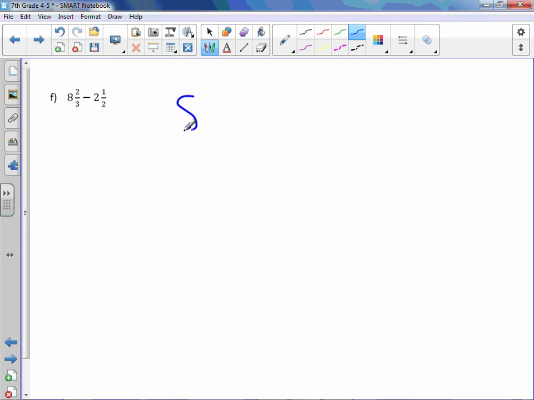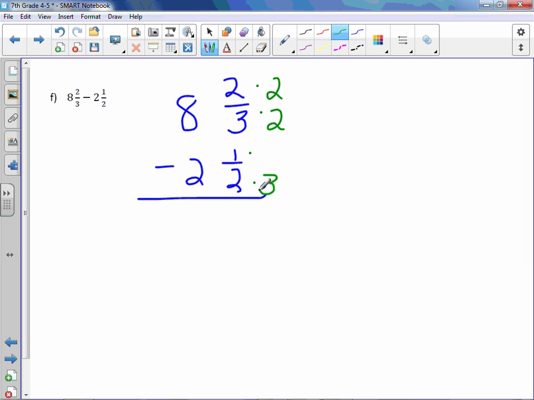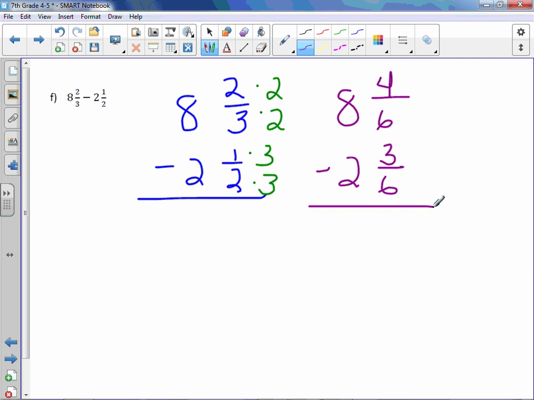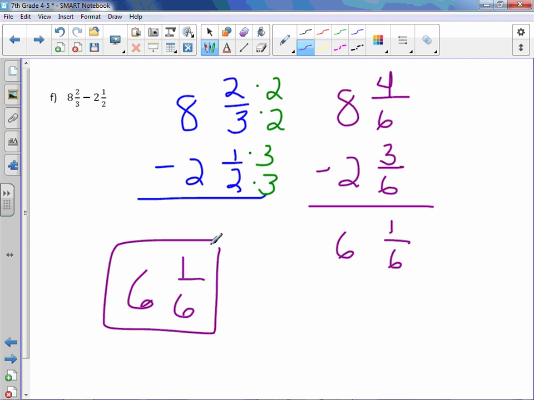Letter F. 8 and 2/3 minus 2 and 1/2. The common denominator between 3 and 2 is 6. So multiply our first fraction by 2 and our second fraction by 3. And we get 8 and 4/6 minus 2 and 3/6. 4/6 minus 3/6 is 1/6. 8 minus 2 is 6. And there is no need to reduce. 6 and 1/6 is our difference.